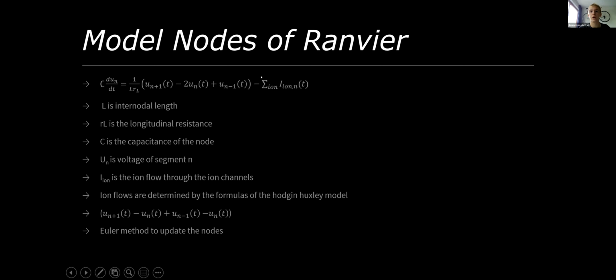Lastly, we have to subtract the sum of all the ion flows because in the nodes, the ion flows make sure current leaks out of the node, and therefore we subtract the sum of all the ion flows. And we use the Euler method to update the nodes with this differential equation.